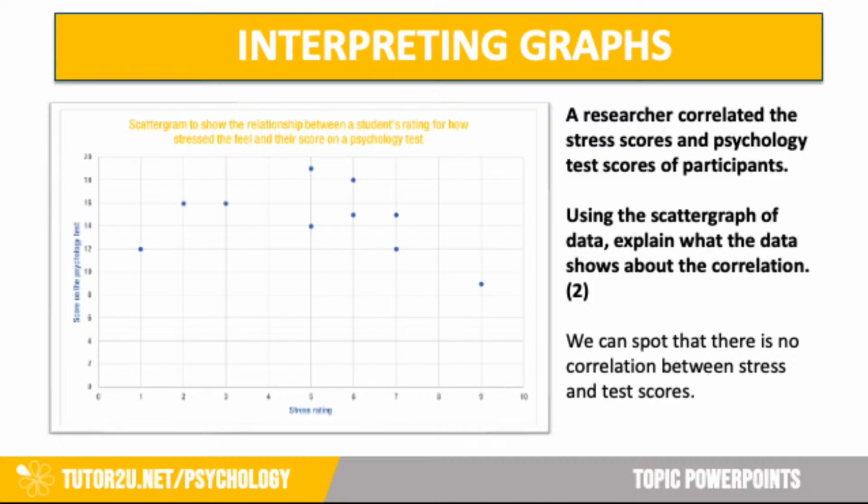So if we just pick out some examples, there's a student there with a stress rating of 1 who's scored 12 on the test. And we've also got a student there who's got a stress rating of 7 who's also got 12 on the test. So there's no linear relationship. So we would conclude that there is no correlation between stress and test scores. So that's enough. That would get us the 2 marks. There's enough detail there. We've used the data as the question demands and explained what it shows about the correlation. So that would get us the 2 marks.